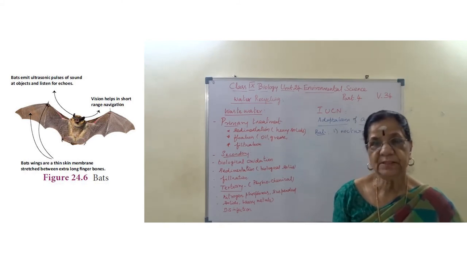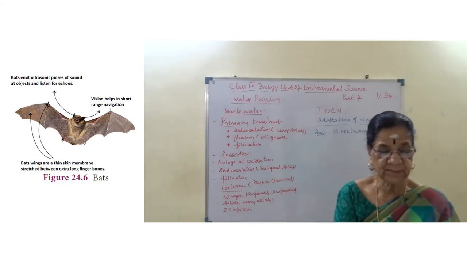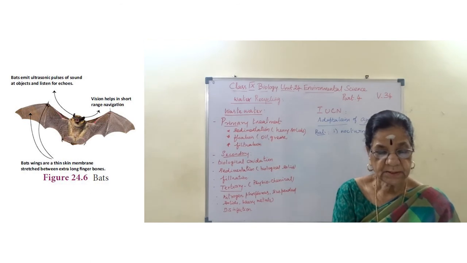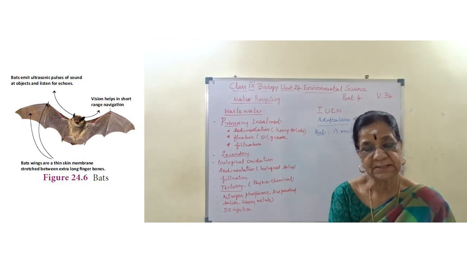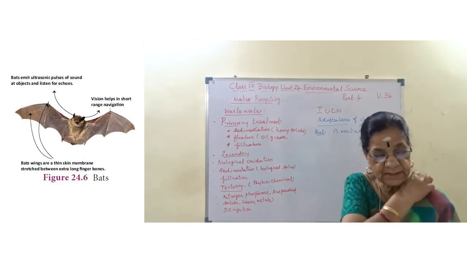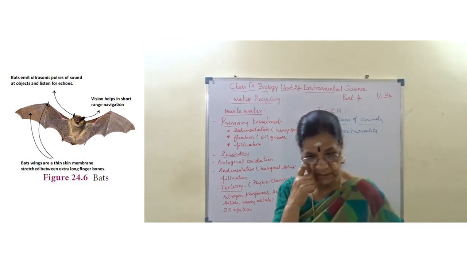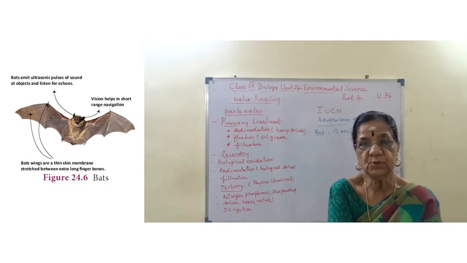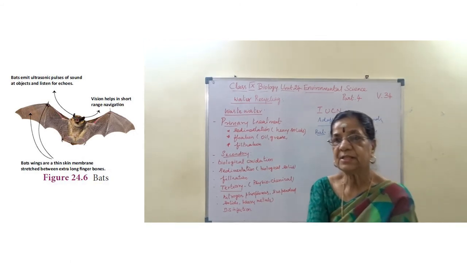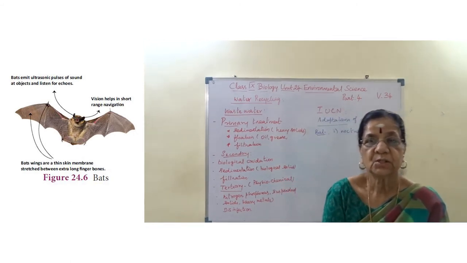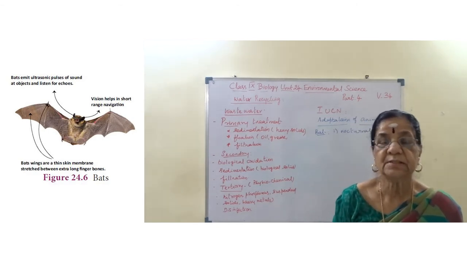Then they live in caves. Apart from caves and crevices, they are extremely important to humans to reduce insect population and help to pollinate plants. And adaptation of bat in relation to their habitat. First one, it is nocturnality. That is, animals which are active during daytime are called diurnal animals, and animals which are active during night time are called nocturnal animals. Now this bat, it is active only during night time.